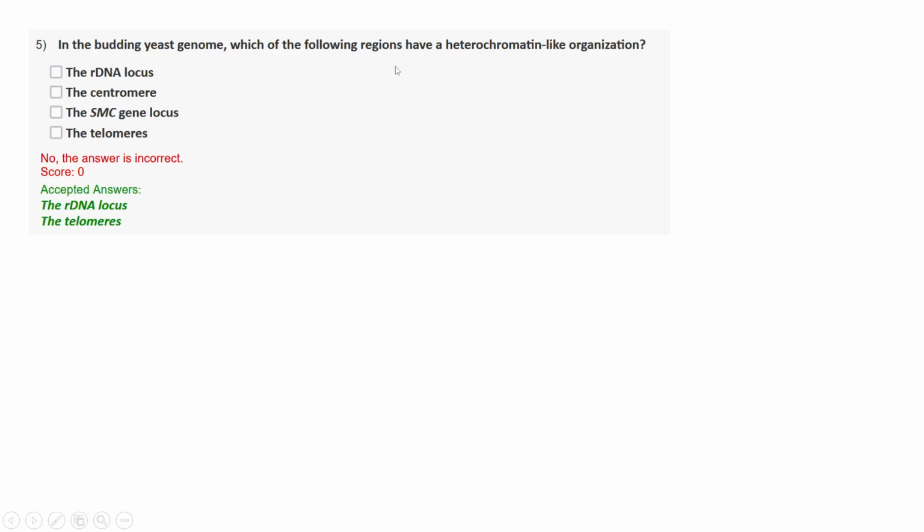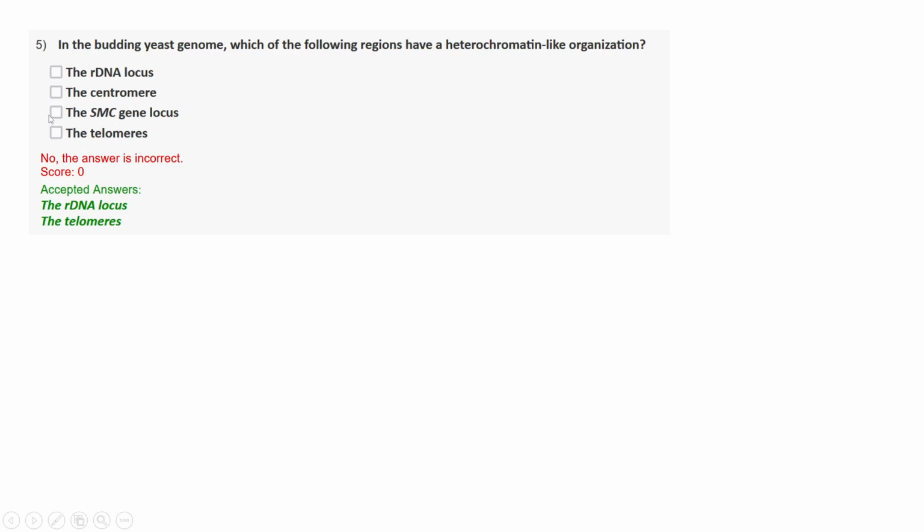In the budding yeast genome, which of the following has a heterochromatin-like organization? As we talked about, there are three main heterochromatin regions in budding yeast. The first was the telomere, another was the rDNA locus, and the third was the silent mating cassette. So these were the three heterochromatin regions. Let's see the options. The first one is the rDNA locus. Yes, this is correct. Centromere? No, it is not correct; the centromere contains euchromatin, not a heterochromatin region. SMC gene locus and the telomere. So the telomere is correct.